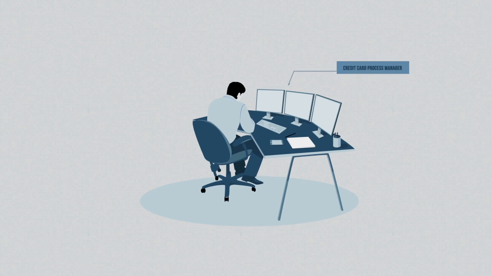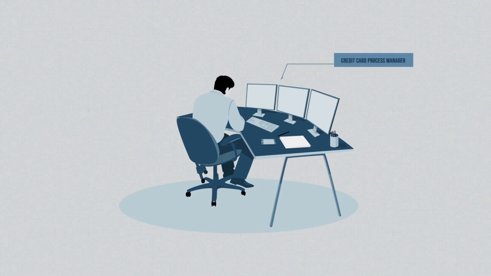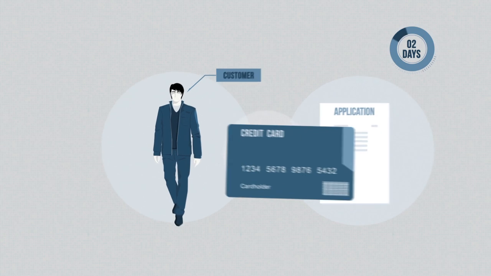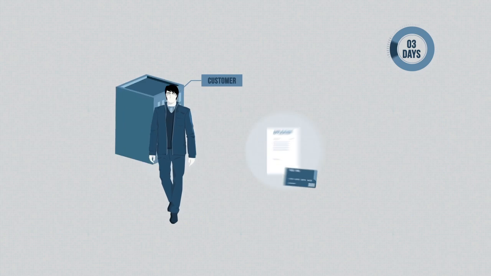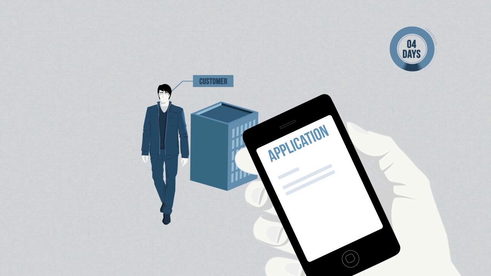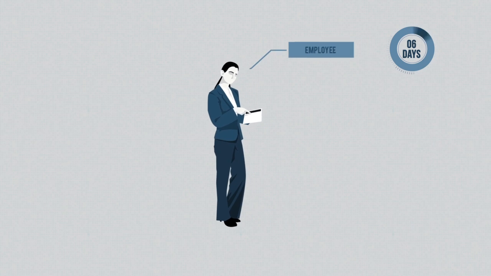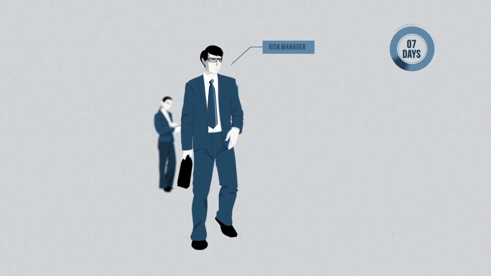Imagine a manager of a credit card application process at a bank. Customers can order a card in a local branch or online. Then an employee verifies the application and a risk manager conducts a credit check. If the card gets approved, it is sent out.